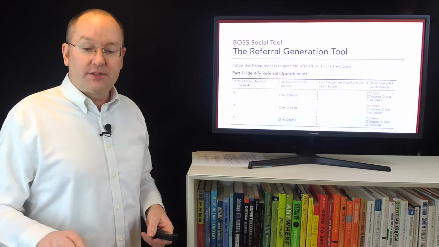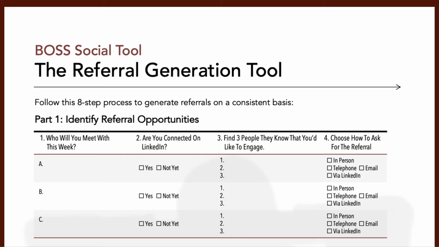Okay, so let's jump in here and look at this first part of the form. So, identifying your referral opportunities. Who will you meet with this week? This is exactly what I was just telling you. So you're going to write in who you're going to meet with. You're going to check, am I connected with them on LinkedIn yet, or some of the other social networks, but LinkedIn's the primary one we're doing. And then, can you look at their connections on LinkedIn to see if this person has connections that are prospects for you?